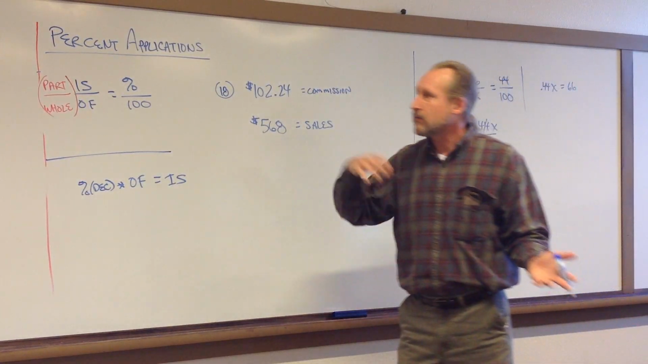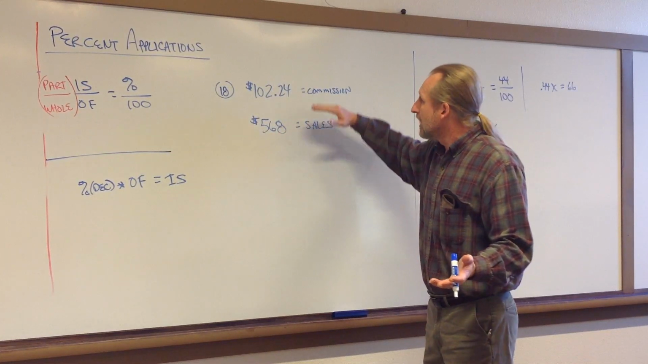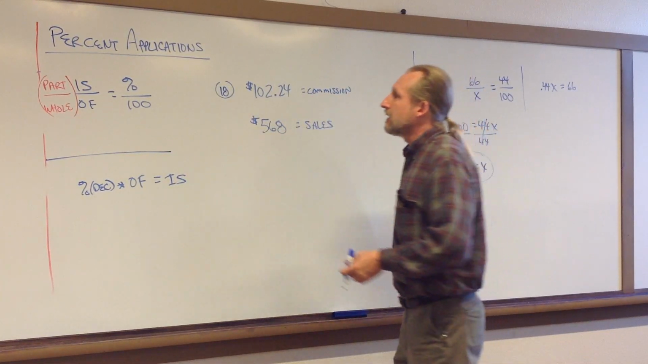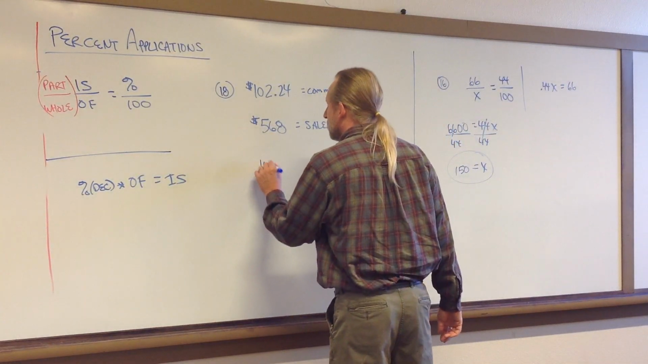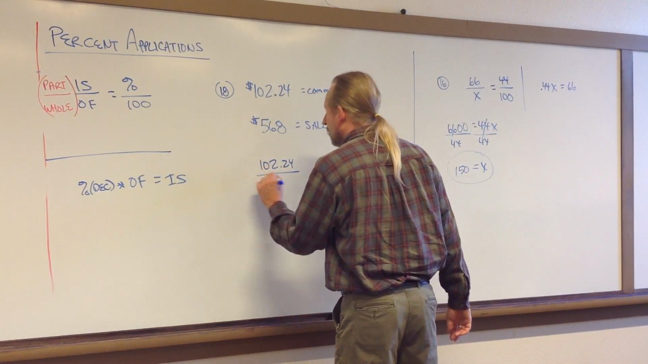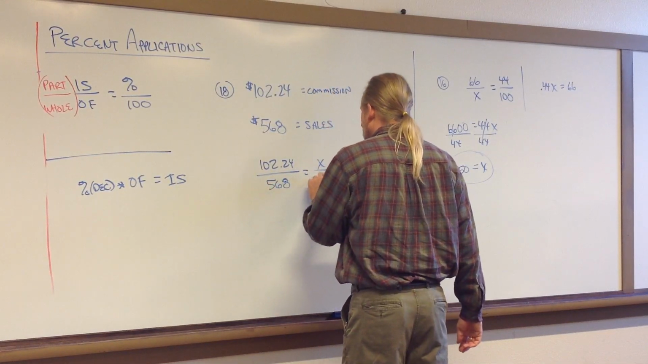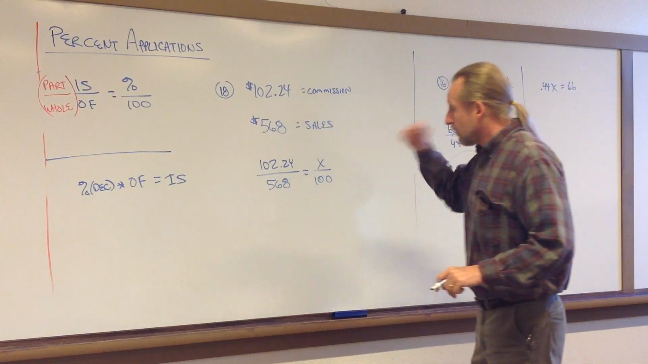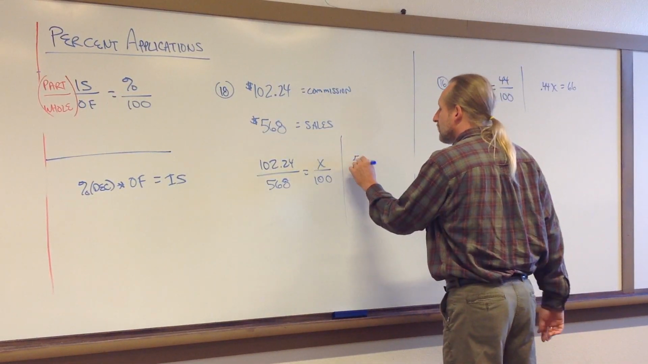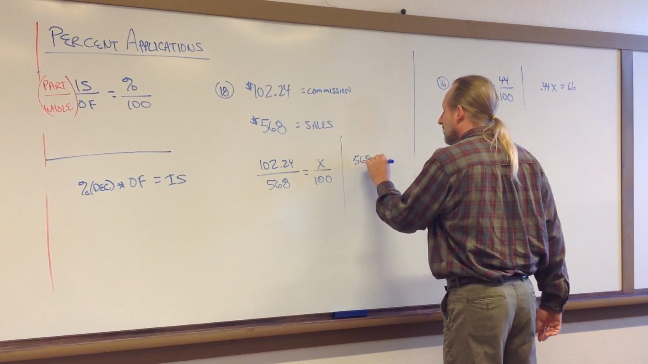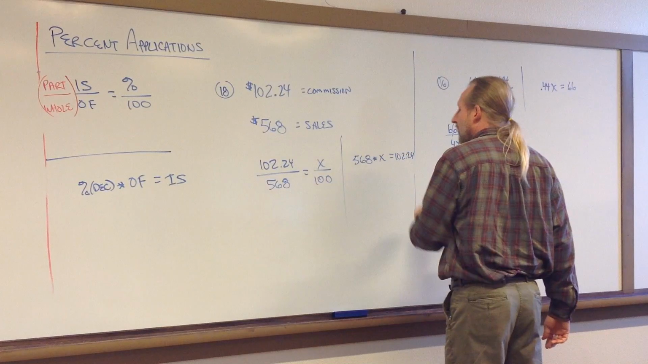Remember, which is the part, which is the whole. This is the whole part. This is all the sales. A commission is going to be a piece of that the sales rep gets. Okay, so that means is 102.24, of is 568, and then that percentage will be the x. If you set it up this way, you would say 568 times x equals 102.24.